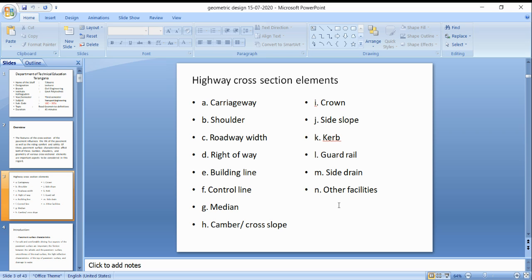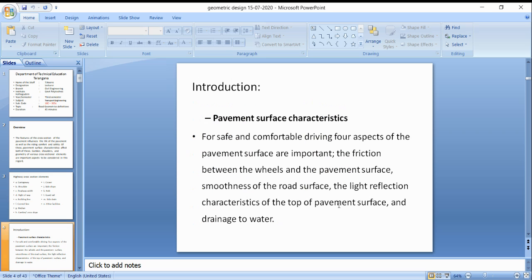Among these, we are covering the carriageway, the roadway width or formation width, the right of way, the camber or cross slope, and the curb and guardrails. Here we are going to cover all these topics. First, we will see what the pavement surface characteristics are.